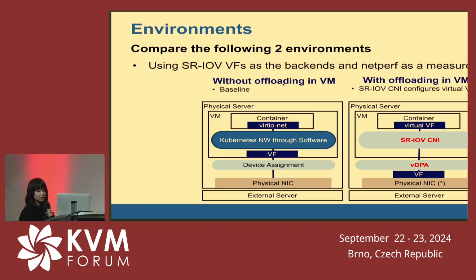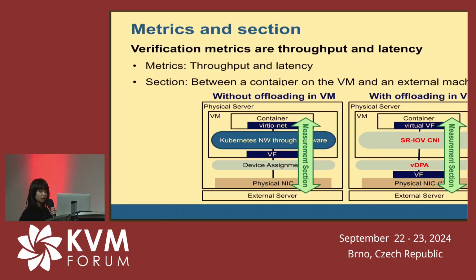The baseline environment without offloading in the VM used PCI device assignment, while the with-offloading environment used a combination of vDPA and SR-IOV emulation, reducing overhead with SR-IOV. The metrics were throughput and latency, and the measurement section was between a container in the VM and an external machine.